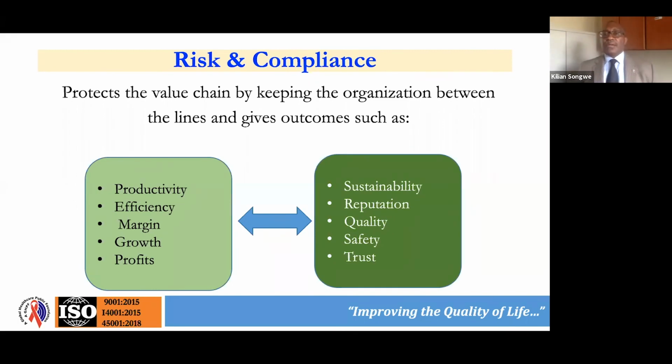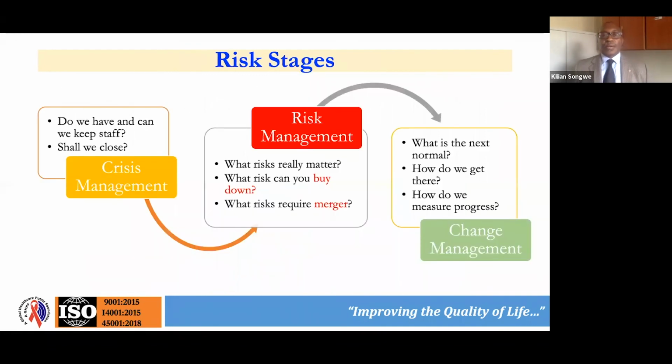Then safety and trust: what do the clients think about your product and the service that you deliver? This year we look at the risk stages, because the standard ISO 31000 looks at different things here. Do you have staff, and can we keep them? Shall we close? These are the basic risk questions that management has to look at from a management crisis point or a risk management point.